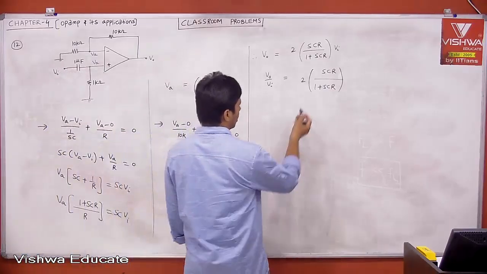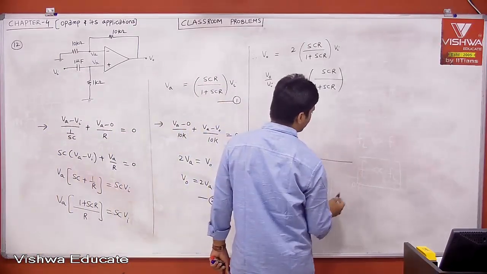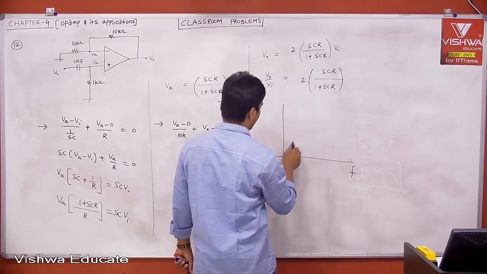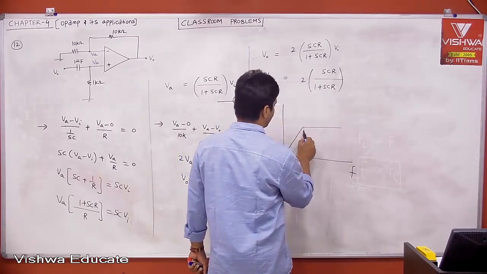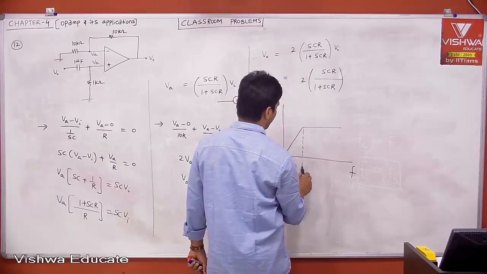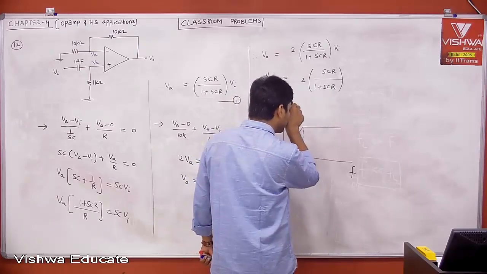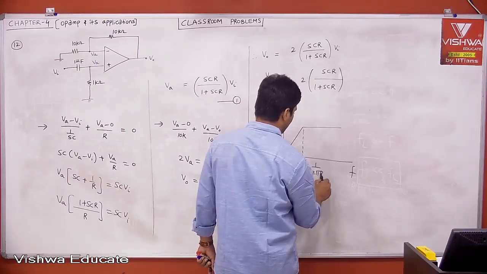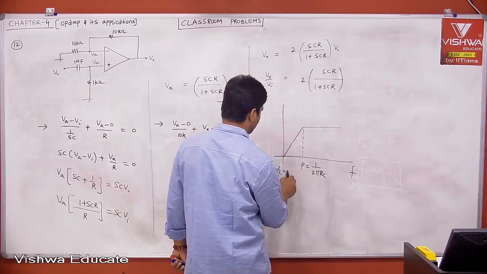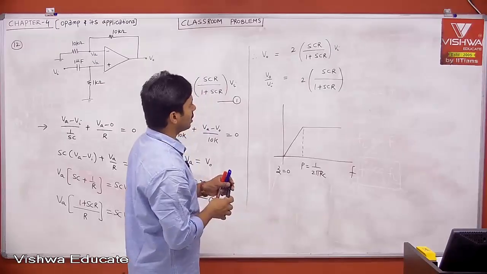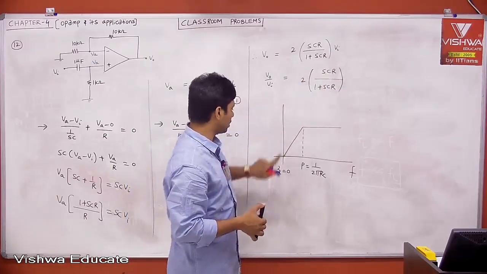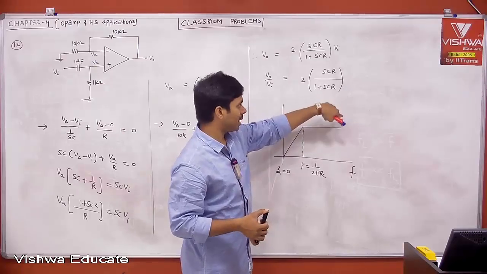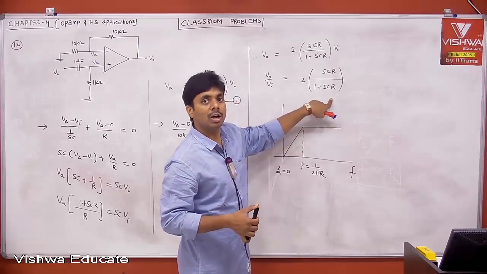Therefore, this is H of S. If you see the Bode plot with respect to frequency, we have a 0 and there is a pole. The pole is 1 by RC, or 1 by 2 pi RC, and the 0 is at 0. According to the Bode plot, there is a 0 because SCR is equal to 0, and there is a pole where 1 plus SCR is equal to 0, so S is equal to minus 1 by RC. That is with respect to root locus.